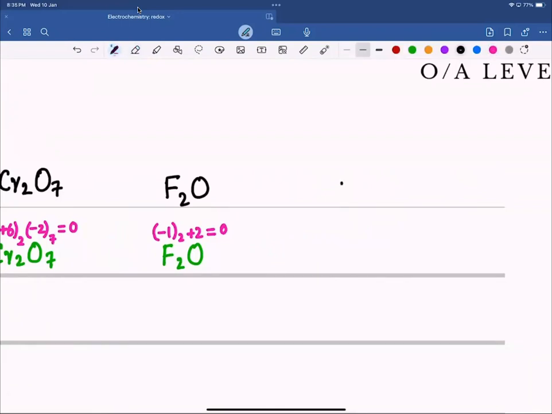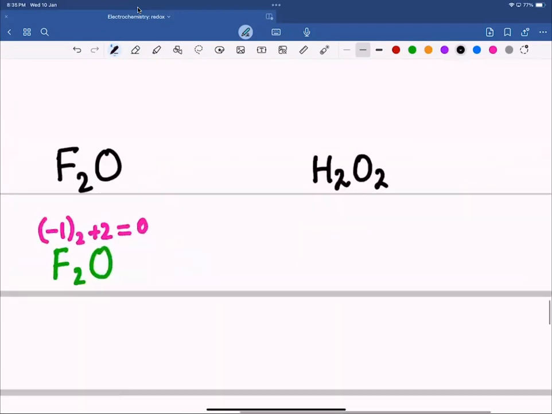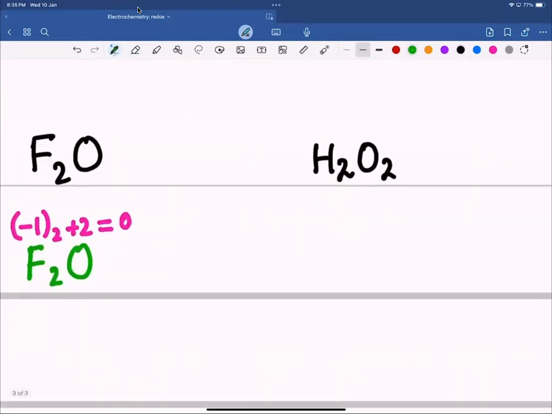Now, third case, H2O2. Let's do this. What is the net charge? 0. No element from group 1, 2, and 3, right? But there is a hydrogen which is bonded to oxygen. So now the hydrogen's oxidation number is going to be +1. And there are 2 hydrogens, so the net charge of the 2 hydrogen is +2. And the net charge of the whole compound is 0.